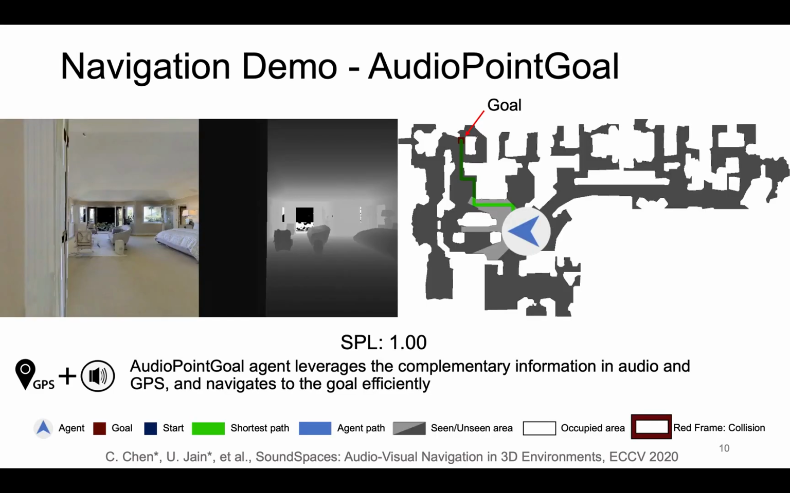Now let's see a qualitative navigation example of an audio point goal agent looking for the ringing phone. In this case, the displacement vector tells the agent the goal is in the diagonal direction, so it can either first go straight or first go right. But by leveraging the direction cues in audio, the agent immediately knows the sound comes from the left side of the bed and should first go straight and then right.